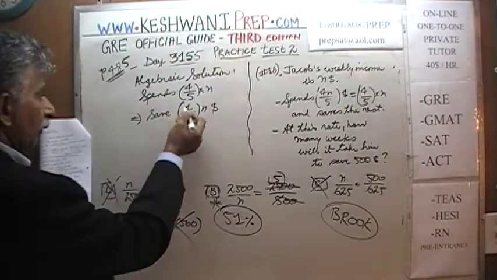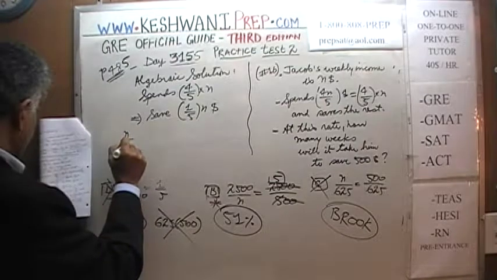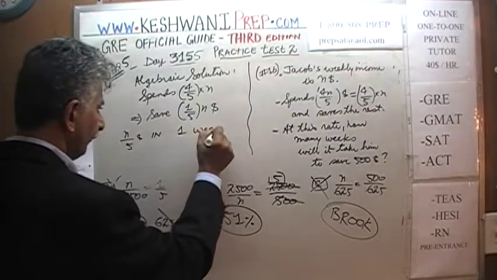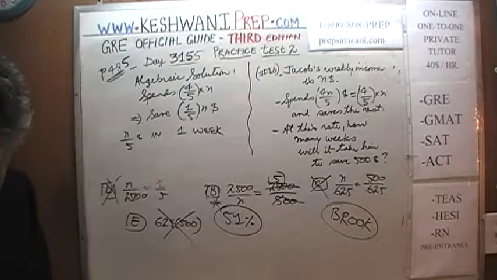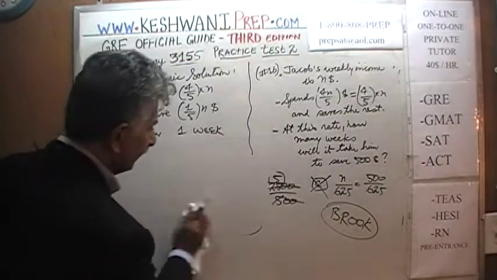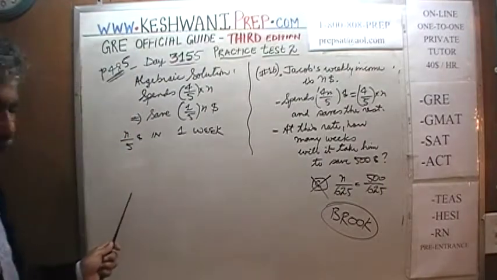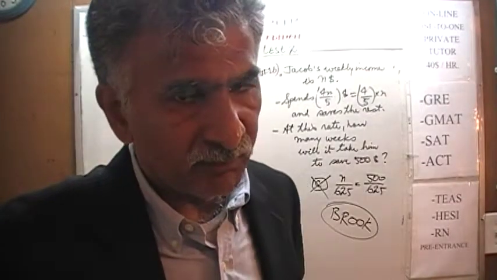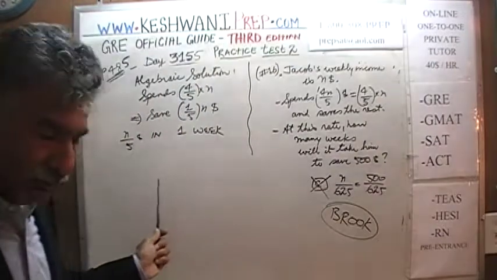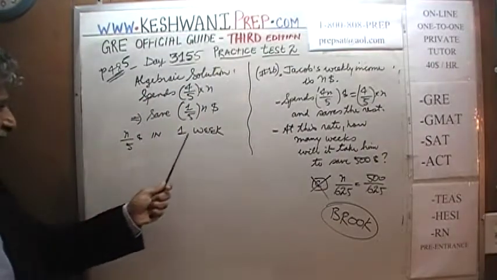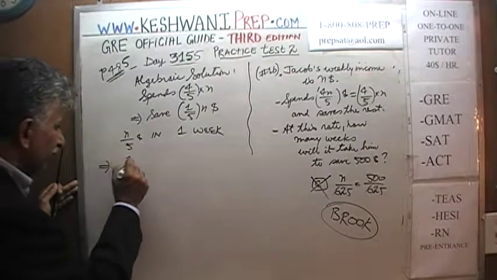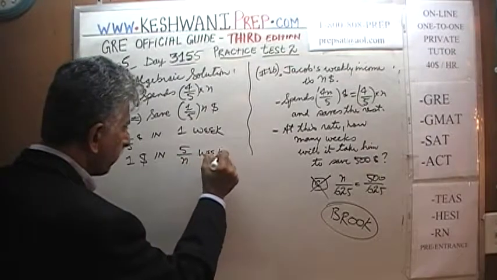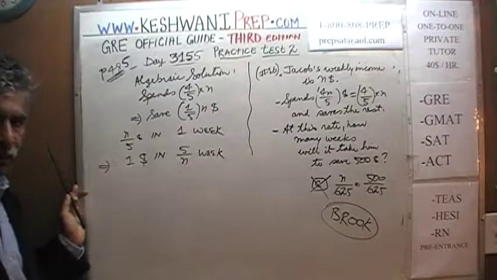So we know now 1 over 5 times N is the same as N over 5. So he saves N over $5 in 1 week. If he saves N over $5 in 1 week, then here's the part. The next step is the reason why most people who are not good at algebra, who do not feel comfortable with the algebra, should not attempt this method because it requires understanding of the algebra. And that involves the next step. If you save N over $5 in 1 week, that in turn implies that you must save $1 in 5 over N weeks. There you go. Did you understand this part?